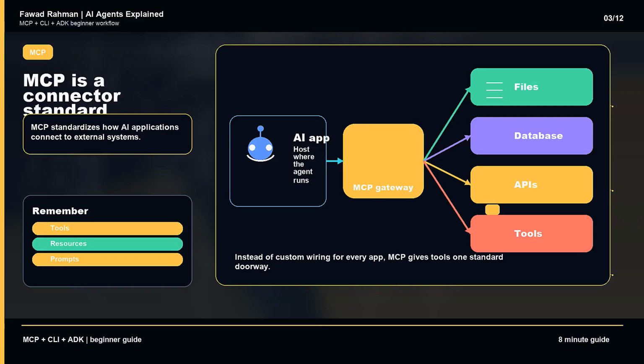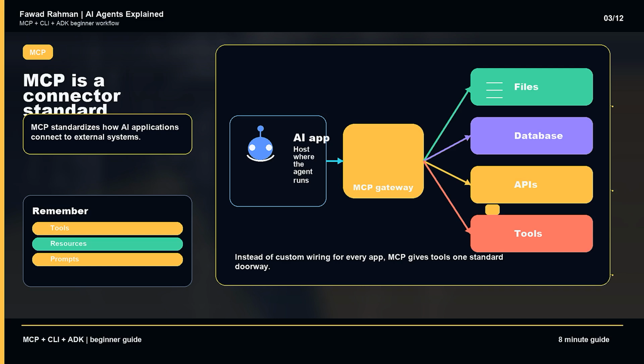MCP stands for Model Context Protocol. The easiest explanation is that MCP is like a universal connector for AI apps. Without a standard, every AI app needs a custom integration for every service. With MCP, a tool or data source can be exposed through an MCP server, and many AI clients can connect to it in a similar way. So MCP does not magically make a model smarter. It gives the AI a cleaner, safer way to discover tools, ask for context, and request actions.